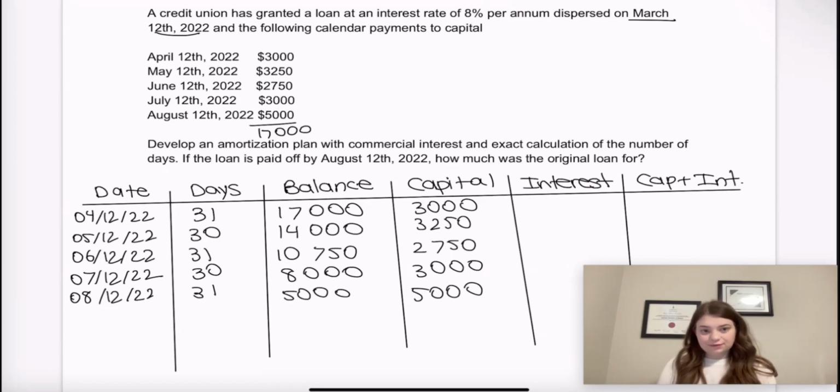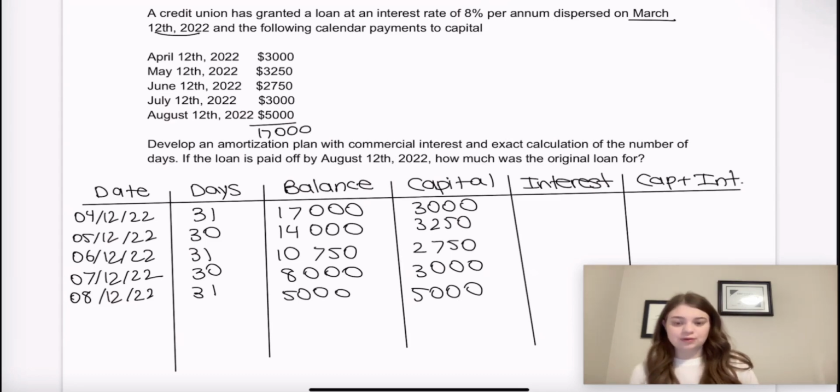So to find the amounts of interest, it's going to be slightly more work, but not too bad, to be honest, which is good. And then capital plus interest, we just have to add two numbers. We just have to add whatever we find for interest in each column to whatever the capital was. And that's going to be the capital plus interest column, which is the actual payment that the person makes. Because every time the person makes a payment, some of that is going to capital, and then the rest is going to interest. So that's just adding up two numbers.